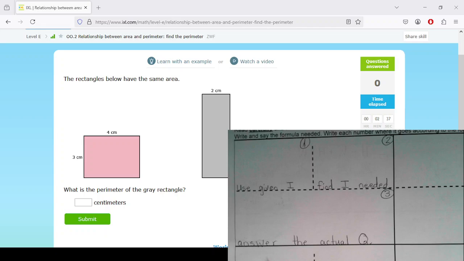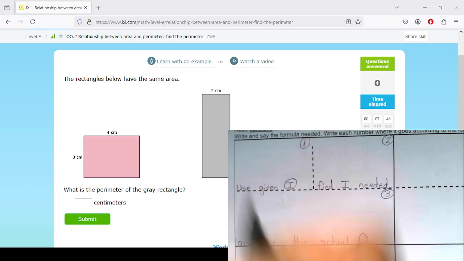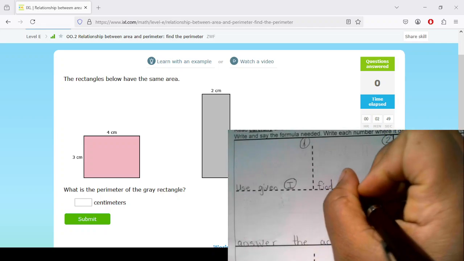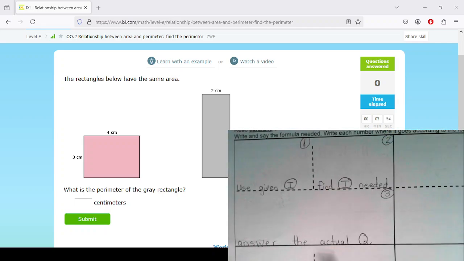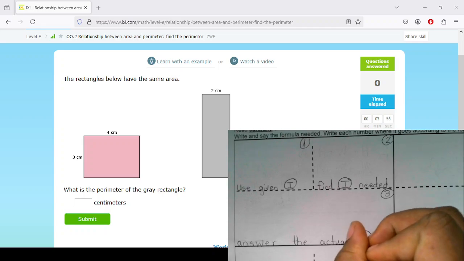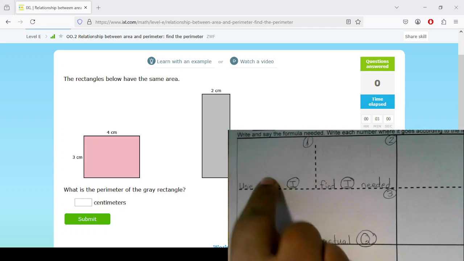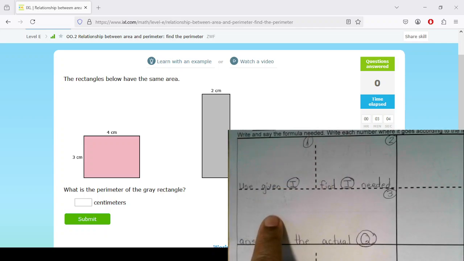So, to work backwards, in my first step, I'm going to use the given information. I wrote a capital I, and I'm going to circle it because that stands for information. I'm going to use the given information, find the information needed, and then answer the actual question. So the first thing I'm going to do is use the given information, find the information needed, and answer the actual question.